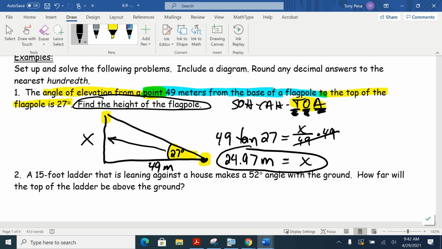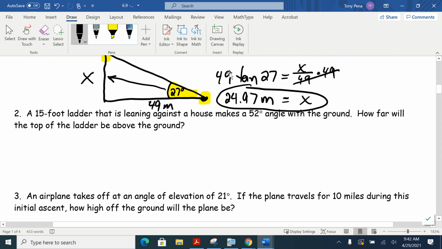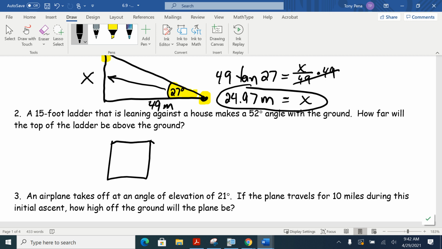All right. So it's really the same stuff we've been doing. You just got to draw the picture and assign the variables and the numbers at the appropriate spot. All right. 15. A 15-foot ladder is leaning against a house. So here's my really bad house. And then we have a 15-foot ladder that's leaning against it. Then that ladder, so the 15-foot ladder, I've got that drawn in. It's leaning against the house. We've shown that. It is making a 52-degree angle with the ground.